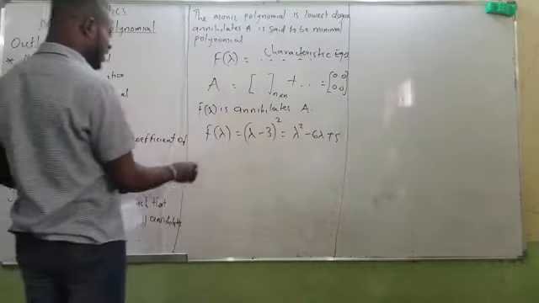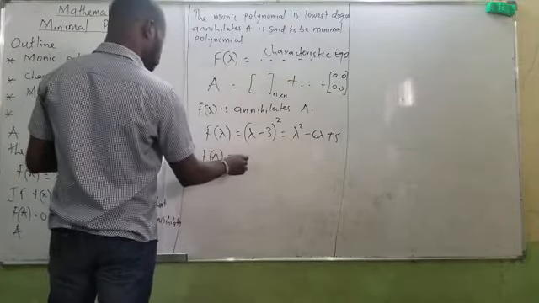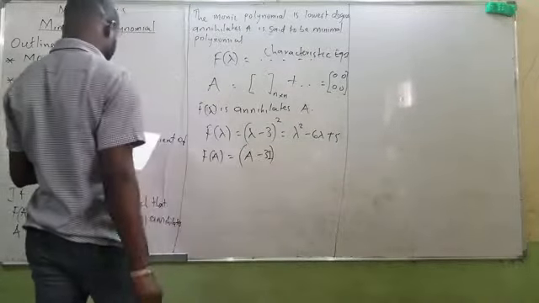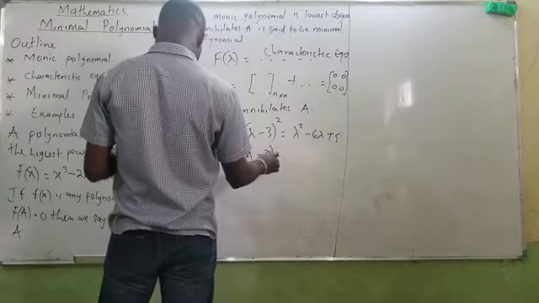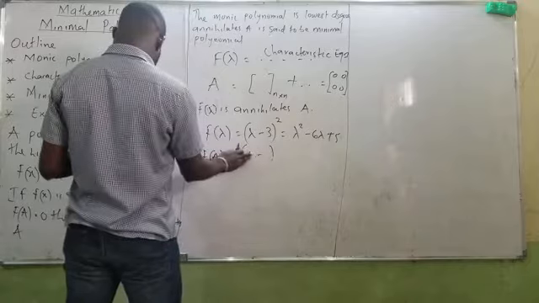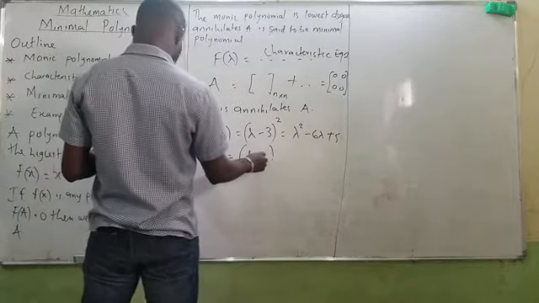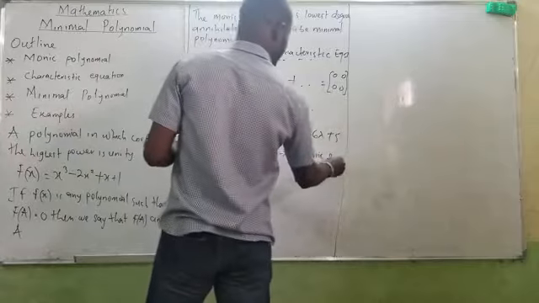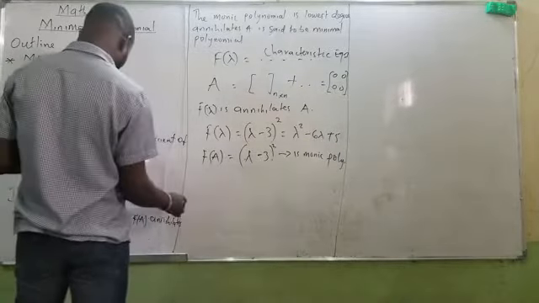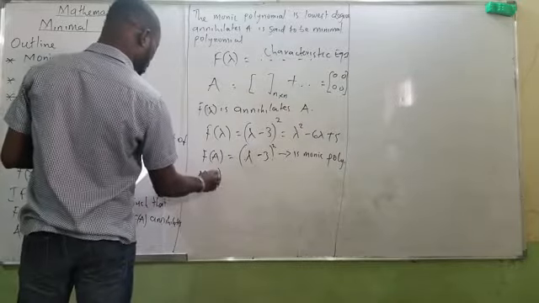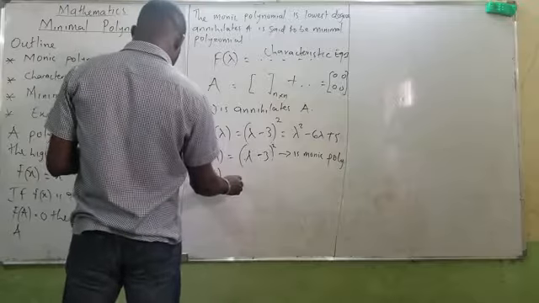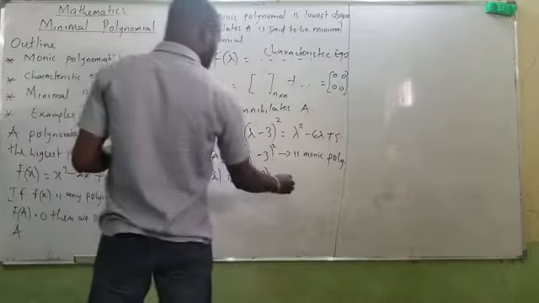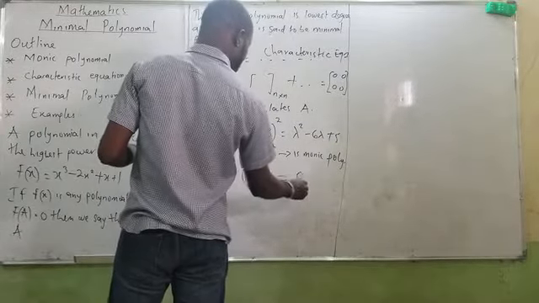Now, look at this. If my f of A equals A minus 3, bracket of 3, no, sorry, let me not do that. Let me just pass that. We have lambda minus 3 squared, which is a monic polynomial. Now, at this point, if my monic polynomial at A equals A minus 3, it gives me the zero matrix.